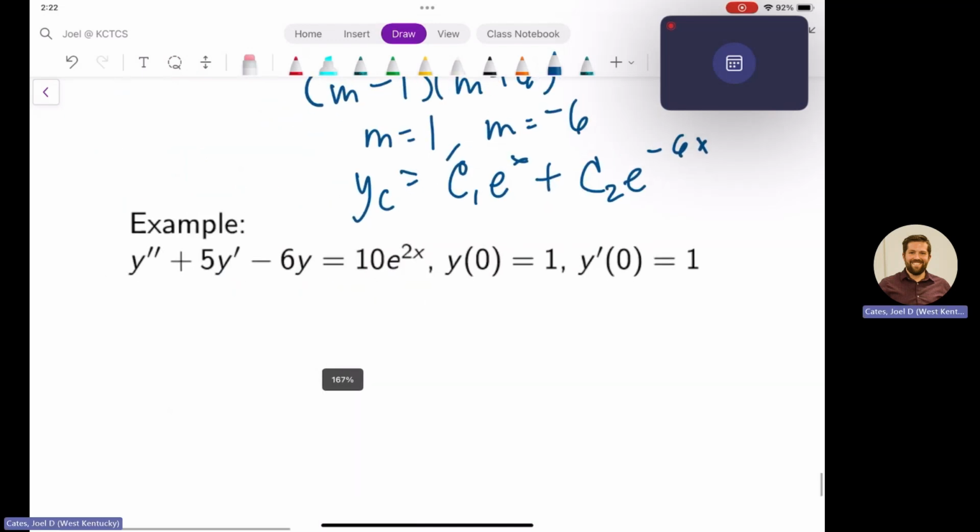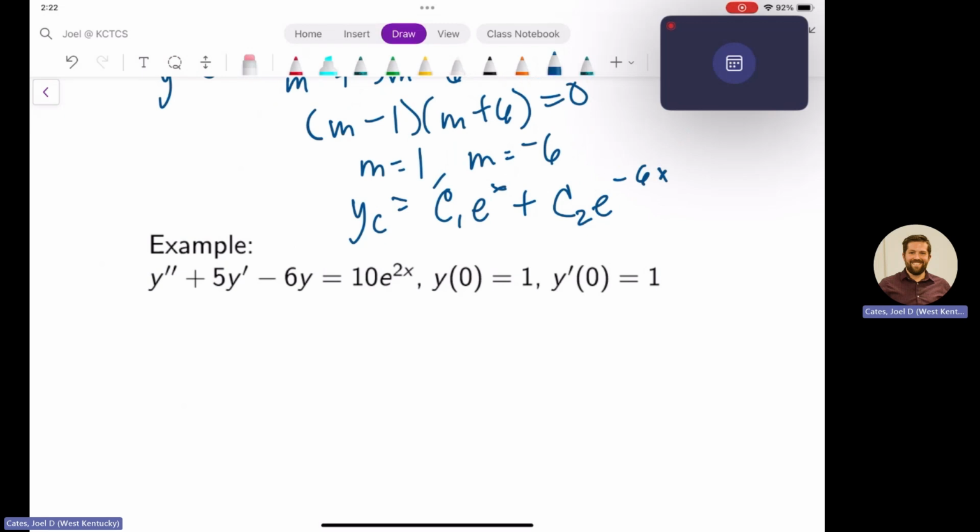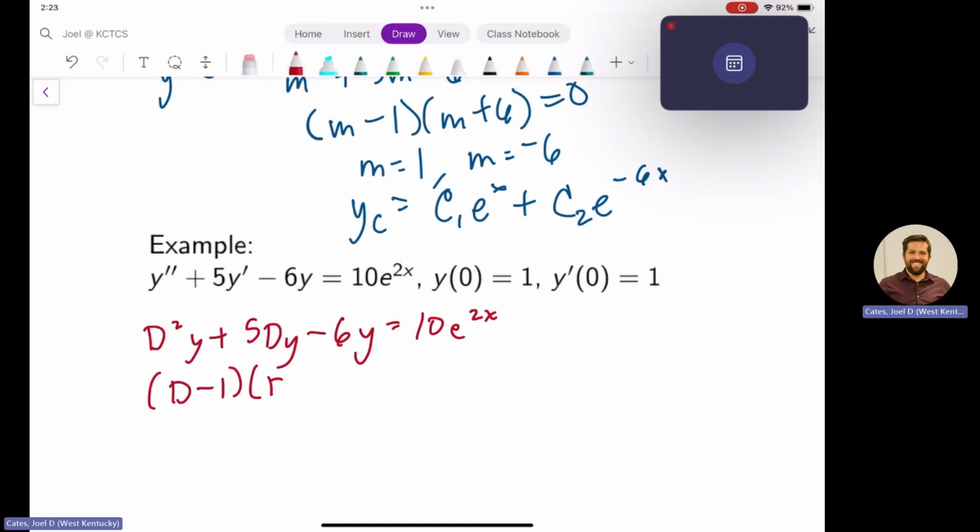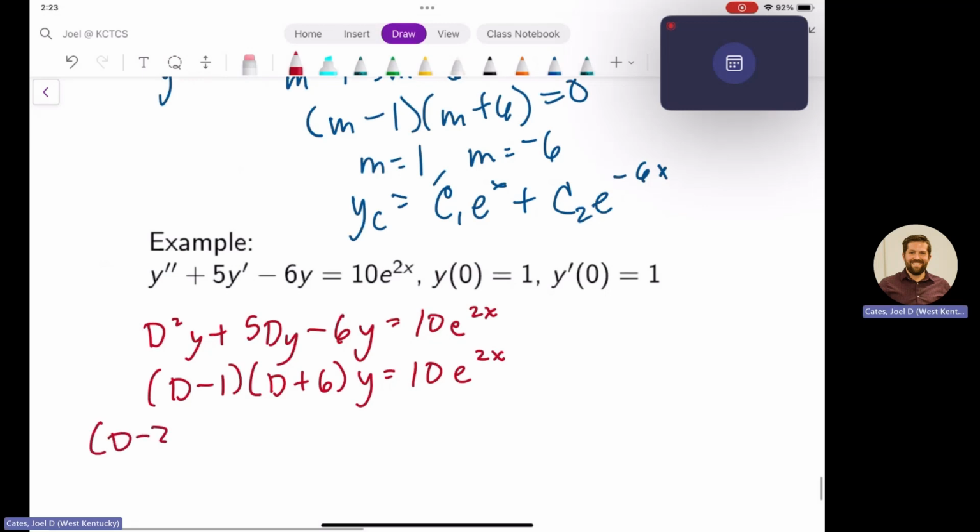Looking at what I have here to try to address my particular solution, let's write it with the differential operators. I've got D squared y plus 5Dy minus 6y is equal to 10e to the 2x. That means that I have (D minus 1)(D plus 6)y is equal to 10e to the 2x. What does it take to annihilate e to the 2x? Well, it takes D minus 2.